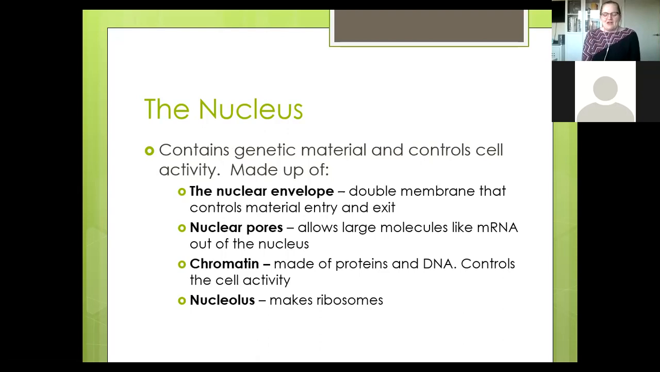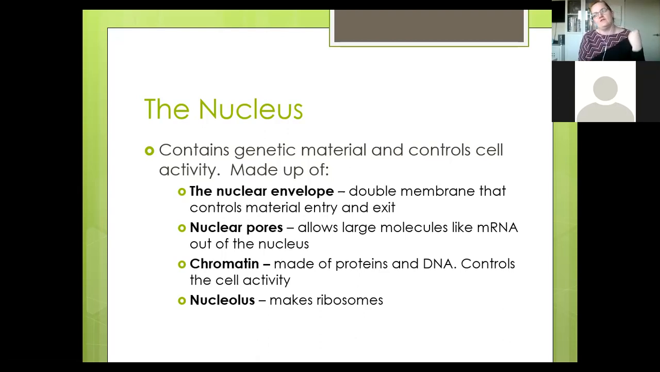A nuclear envelope is a double membrane that controls material entry and exit in a very similar way to the cell surface membrane of the actual cell. It controls material entry in and out of the nucleus. The nuclear envelope has nuclear pores in it, and these are what allow large molecules like mRNA out of the nucleus. So it controls what's going in and out, very similar to our membrane.